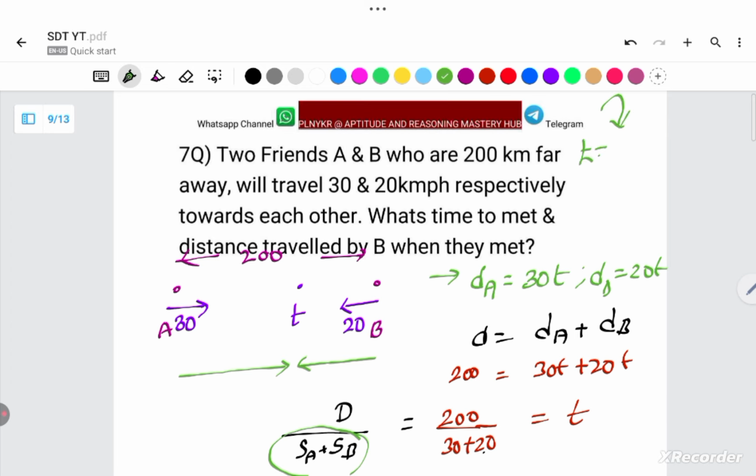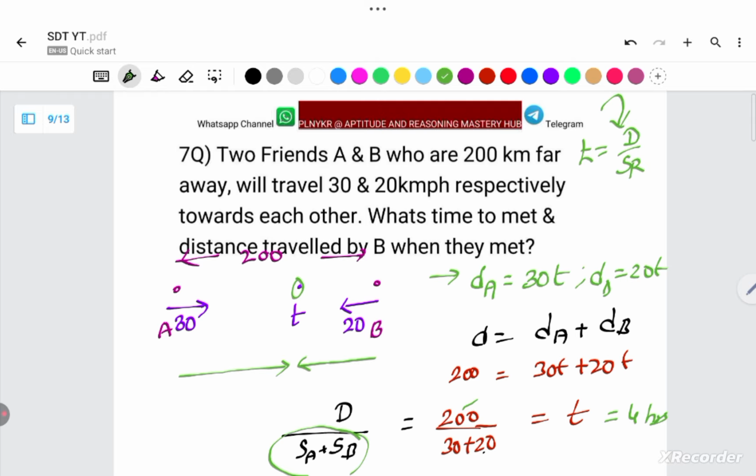So in the next step, whenever you are dealing with moving towards each other, you directly apply the formula: time will be equal to the distance by relative speed, whereas relative speed is the sum of their speeds. So time will be equal to how much? 200 by 50, which means 4 hours. So after 4 hours they are meeting.